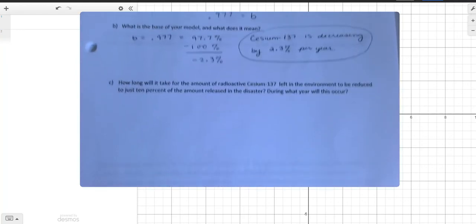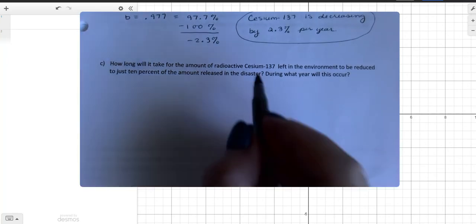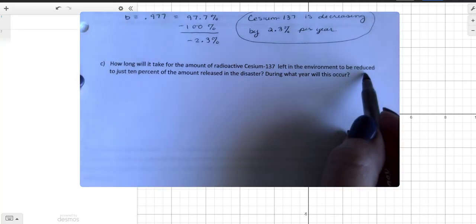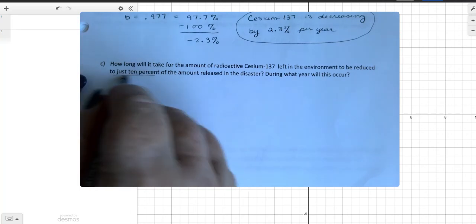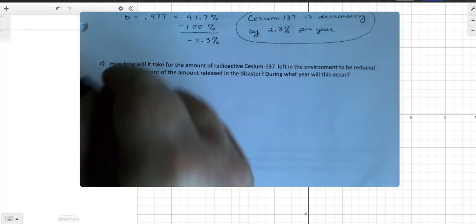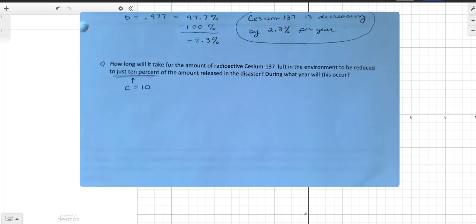But here's the one that we need our more recent skills for. How long is it going to take the amount of this radioactive cesium-137 to be reduced to just 10% of the amount that was originally released in the disaster? During what year is this going to occur? All right, so if I want 10%, I want C equal 10.